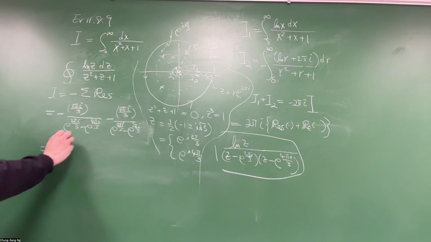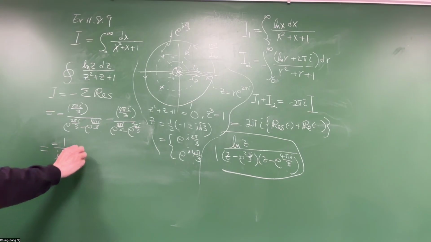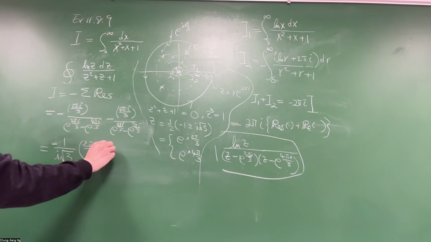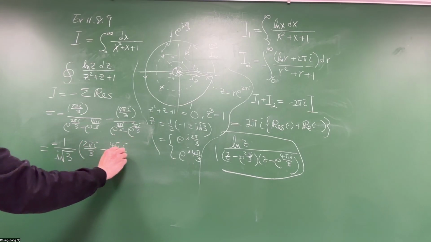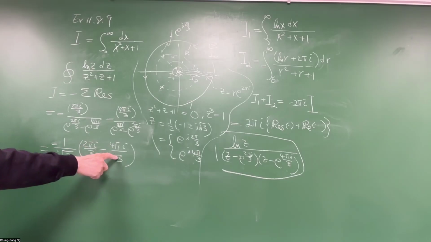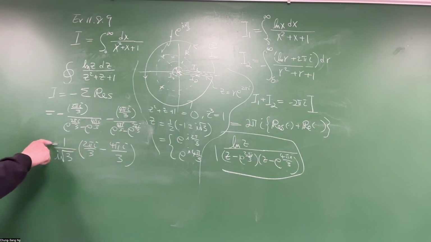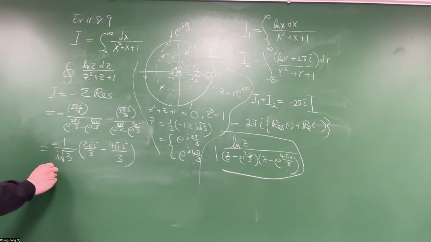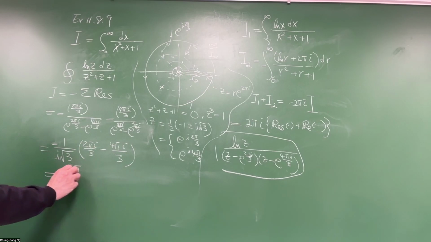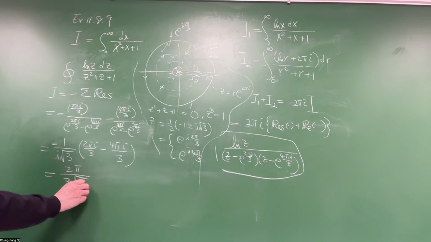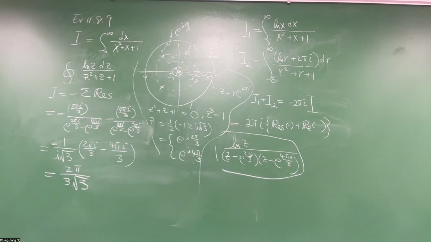So take that out. Take the negative sign out. I times square root of 3. And this becomes 2 pi I over 3 minus 4 pi I over 3. So altogether it's minus 2 pi I over 3. Cancel the minus sign, cancel the I. Minus 2 pi over 3. All right, so that's the final answer.